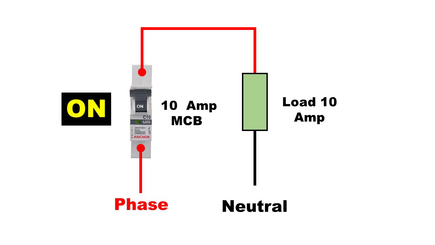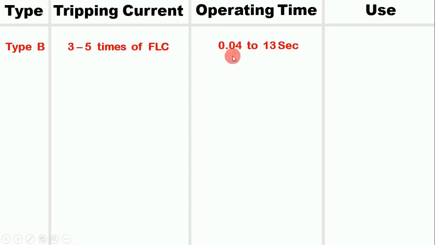Now this current which goes high, after how much time will it trip the MCB? This depends on operating time. Now here the B-type MCB you have, from 0.04 to 13 seconds time it will trip the MCB. This means with a 10 ampere B-type MCB, in this 3 to 5 times current flows. If 30 ampere current started flowing through this, then the MCB will trip by taking 0.04 to 13 seconds time. It means minimum 0.04 seconds it will take or maximum 13 seconds it may take to trip the MCB.